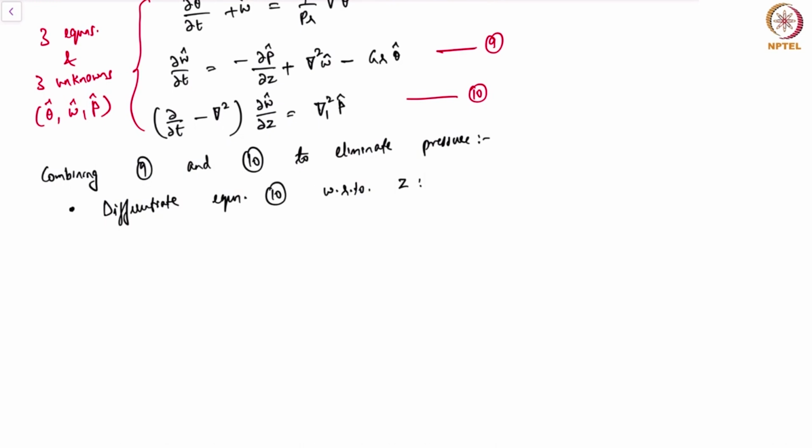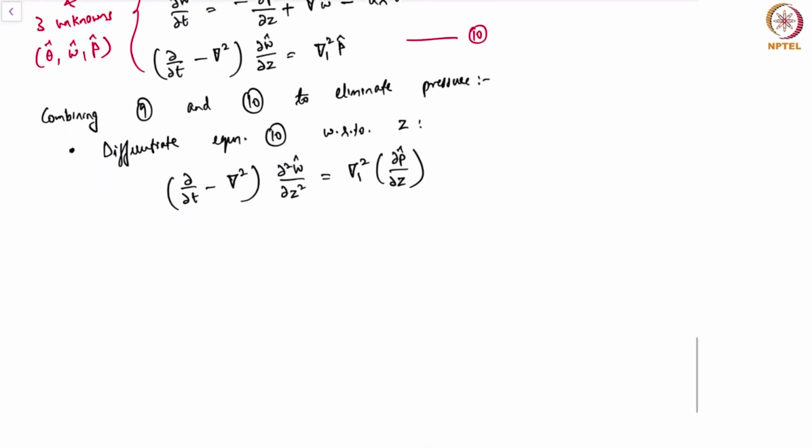Now similarly, I can operate equation 9 with del 1 square operator, and then we can subtract one from the other. So what we have, if I do this, I get del by del t minus del square of del square by del z square is del square of del p hat by del z. This is one equation that I've got, and I can also do one more thing.